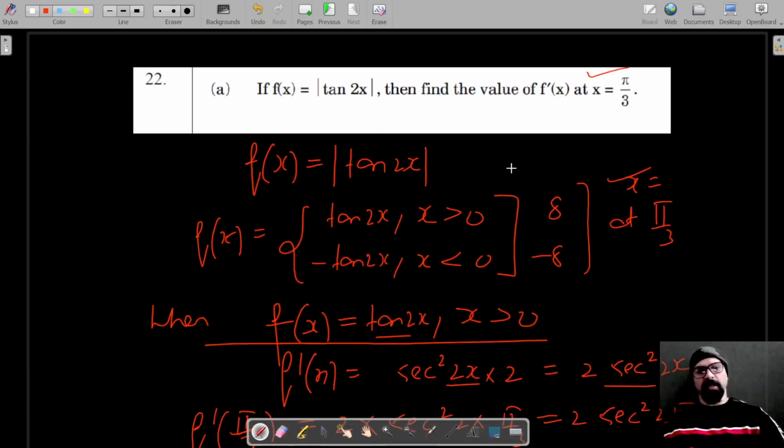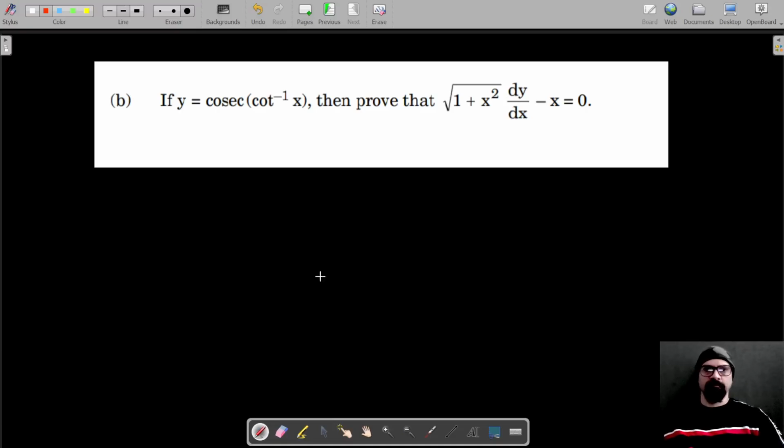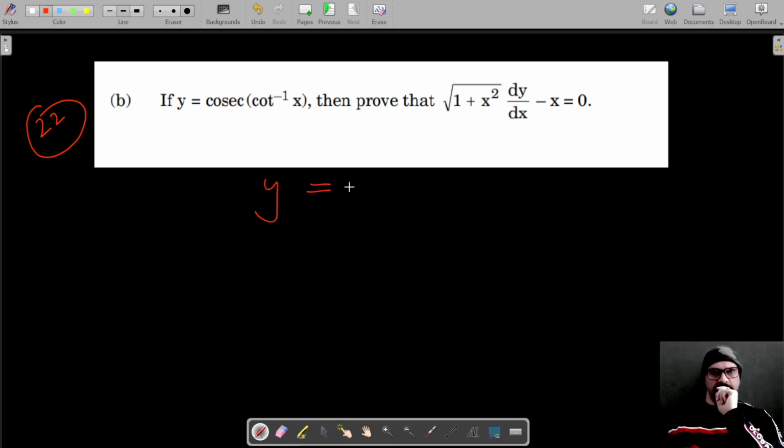Let's move on to part B of question number 22. Okay, for part B of question number 22. So this is question number 22's part B, and it's given that y is equal to cosecant of cot inverse x.